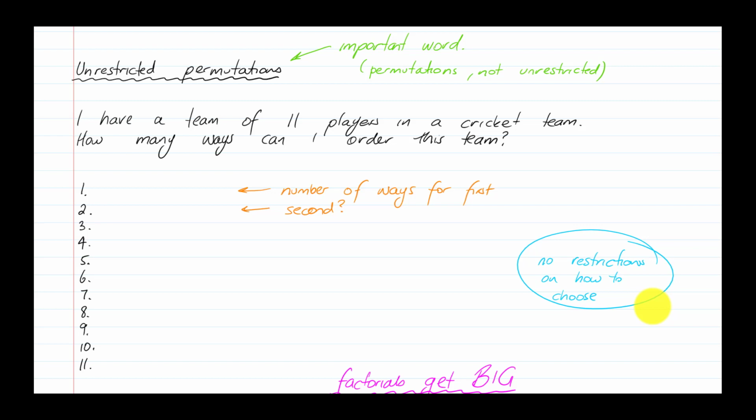I have a team of 11 players in a cricket team. How many ways can I order this team? So you don't need to know anything about cricket to answer this question, and that's true of most contextual mathematics problems. In this case, we're told there's 11 players, and if you're given this in an exam, you'll be told that a team has 11 players.